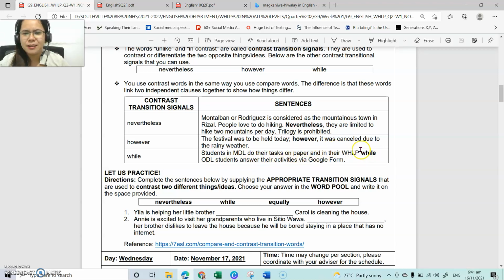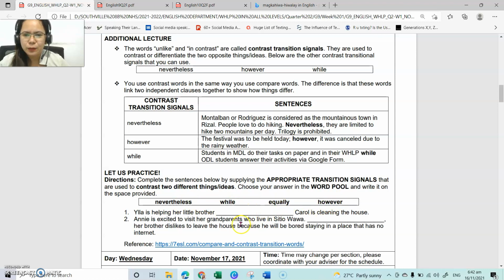So this time, let us practice. So please complete the sentences below by supplying the appropriate transition signals that are used to contrast two different things or ideas. Choose your answer in the word pool and write it on the space provided. So here you can choose here nevertheless, while, equally, however. Then please write them on the space provided.